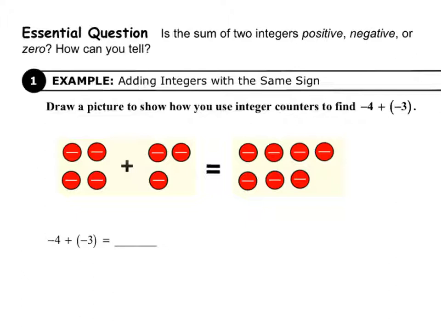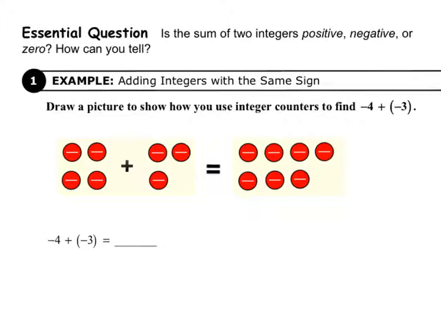Our directions are to draw a picture to show how you use integer counters to find -4 plus -3. Integer counters are just circles with either a negative or a positive sign inside them. If you're drawing a counter for a negative number, you would draw a circle with a negative sign in it. If you're drawing a counter for a positive number, you would draw a circle with a positive sign in it.